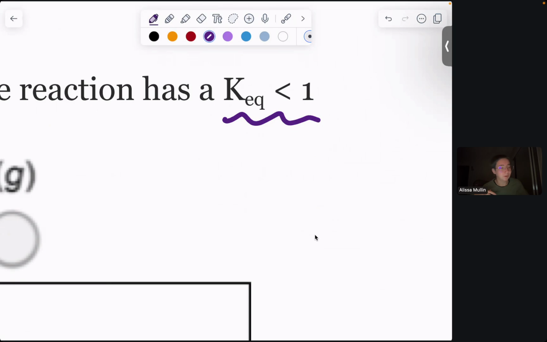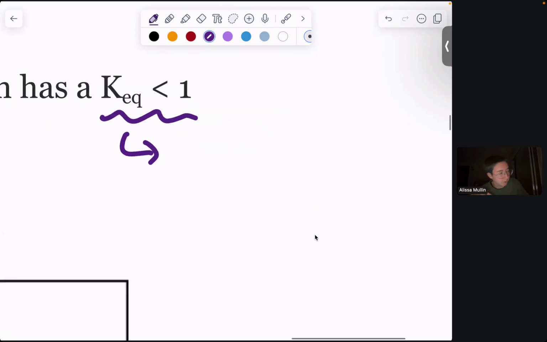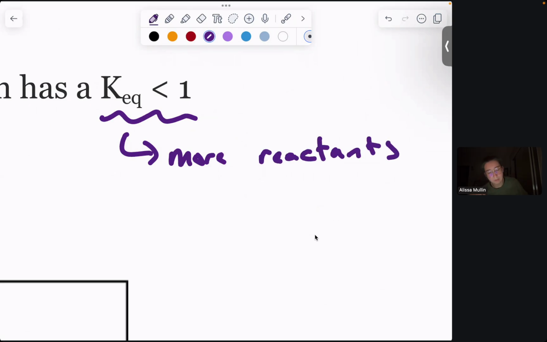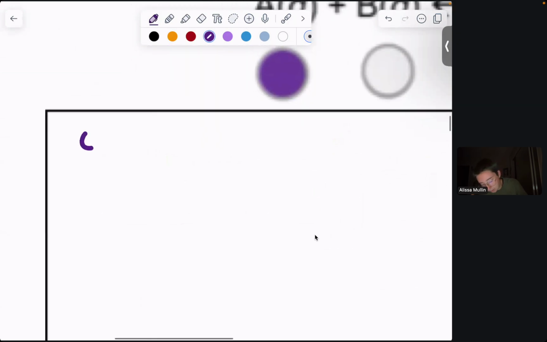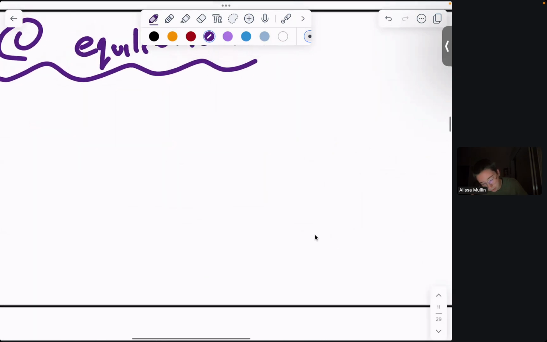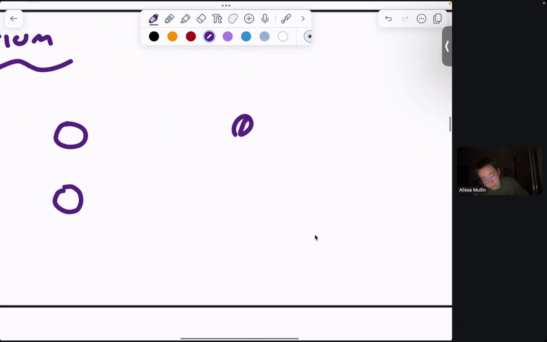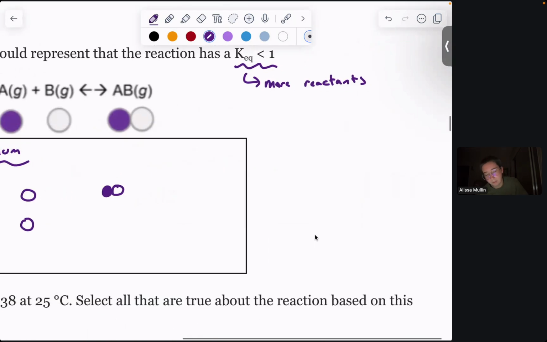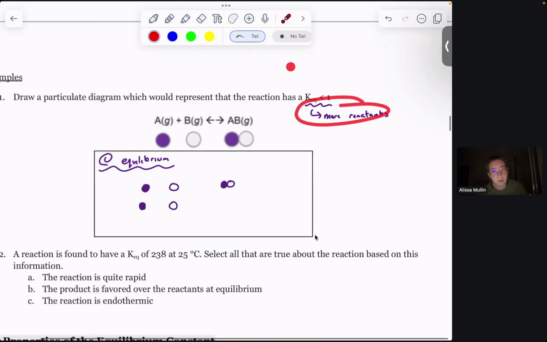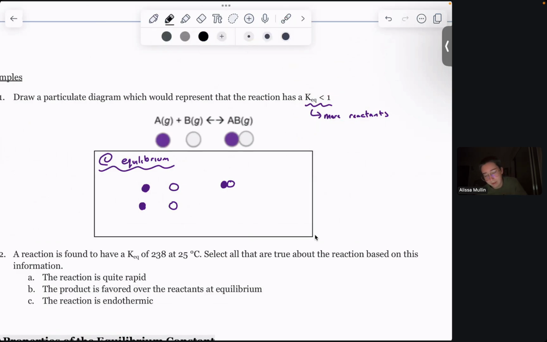A K that is less than 1, hopefully we now recognize, oh hey, you're dividing by a big number. You have a reactant favored reaction. So when we draw our diagram, the only thing that would have to be true is that you have more of the reactants than the products. So if you were trying to draw that equilibrium, let's say I did 2 of each of my reactants and 1 of my product, what I've drawn would be reflected by that, right? As long as you have more reactants at equilibrium, then that K value would be accurate.